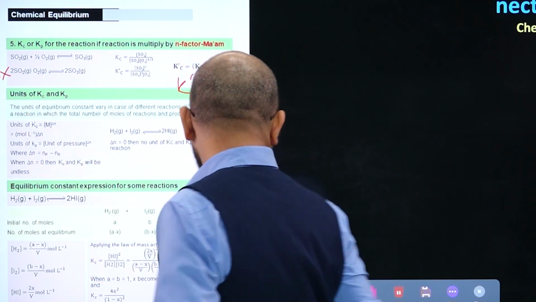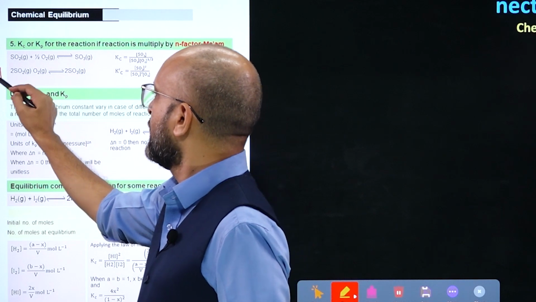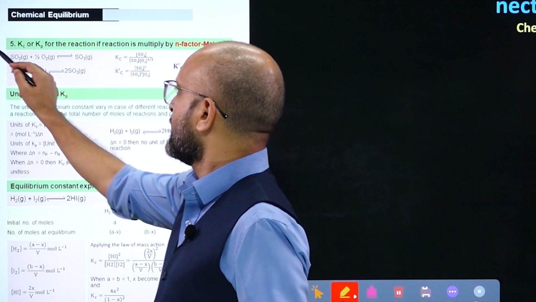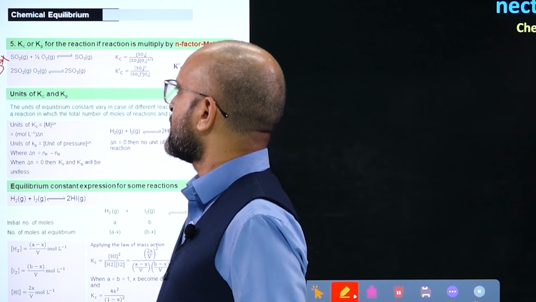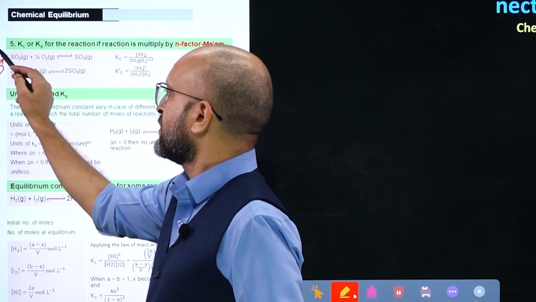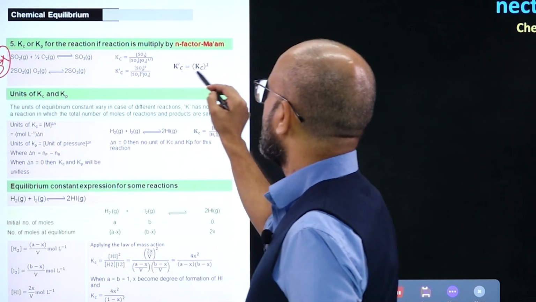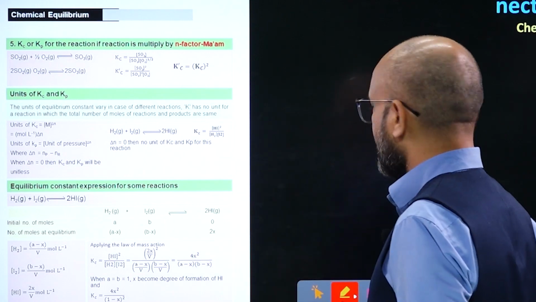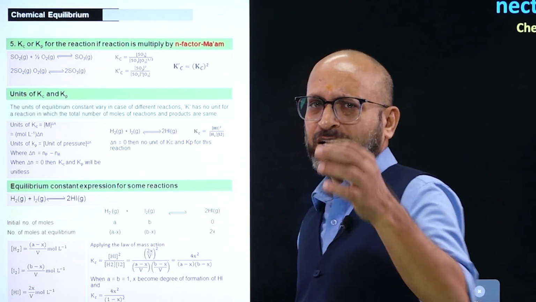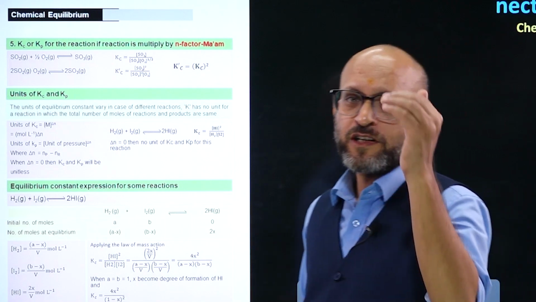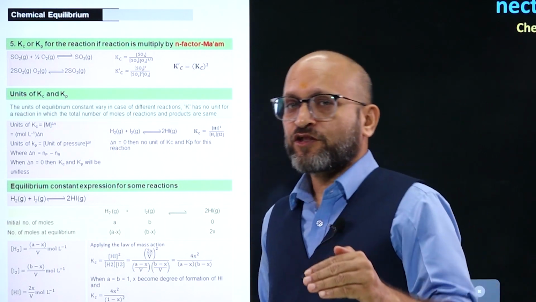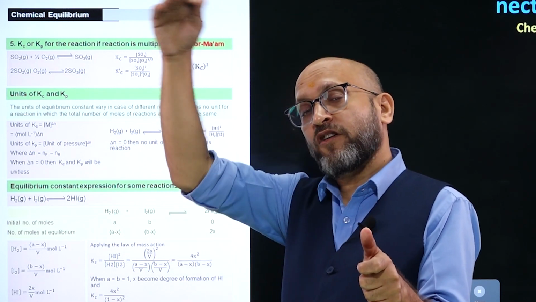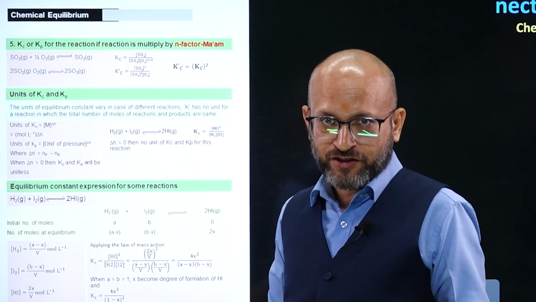If you multiply the original reaction by 1 by 3, then for the new reaction after multiplication, Kc dash will be Kc to the power 1 by 3. So if you multiply by 2, 3, 4, 1 by 3, 1 by 2, 2 by 3, whatever you multiply, the new reaction obtained will have Kc dash equals Kc to the power of that number, whatever you multiply that reaction with.